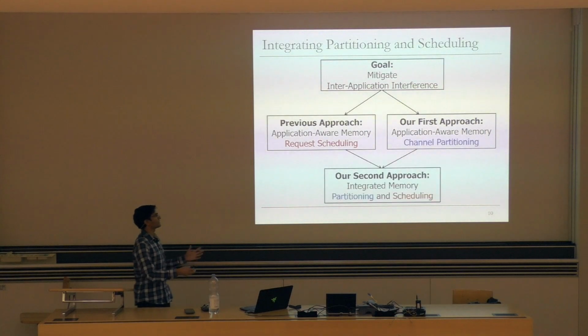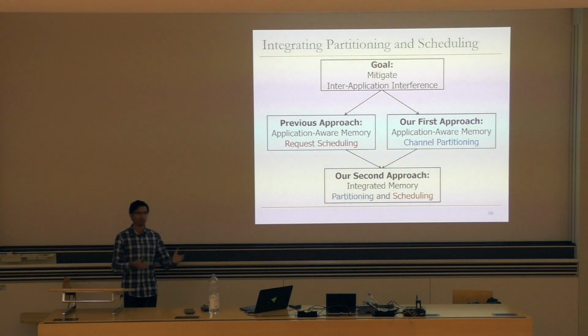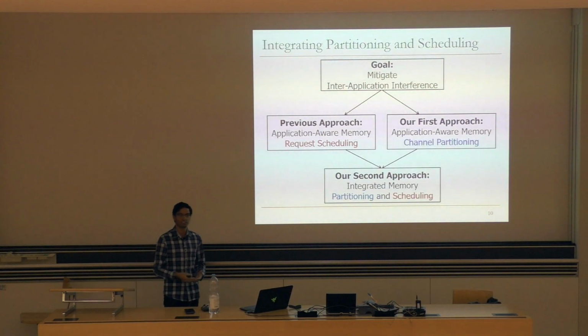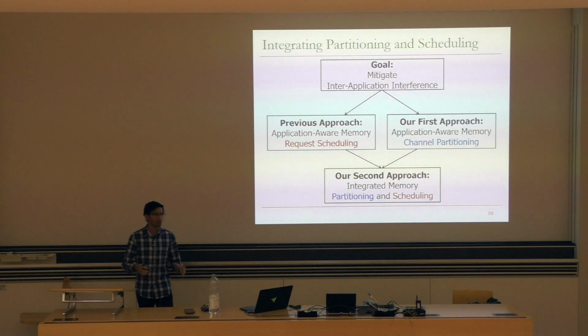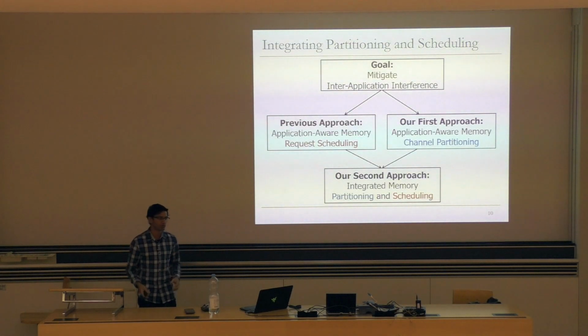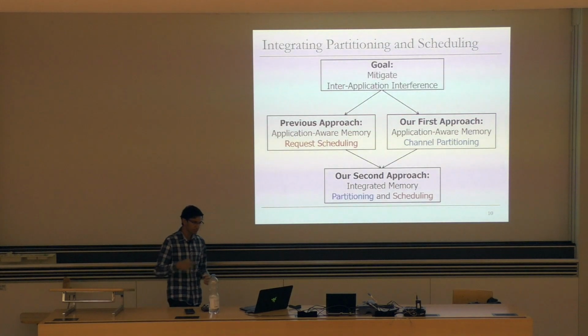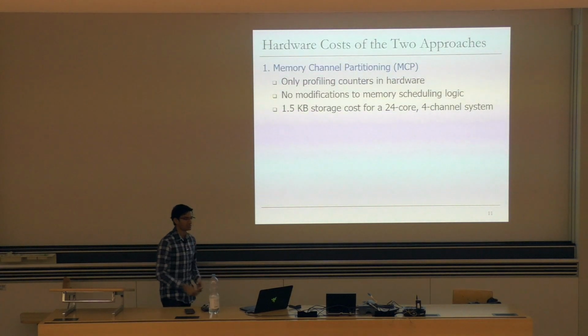And so what you can actually do is combine both of these. The authors of this paper also propose a second mechanism called Integrated Memory Partitioning and Scheduling, or IMPS, which combines the benefits of these two different approaches, right? So we have data mapping and request scheduling all at once. So now we can talk about the hardware costs of each of these approaches, right?